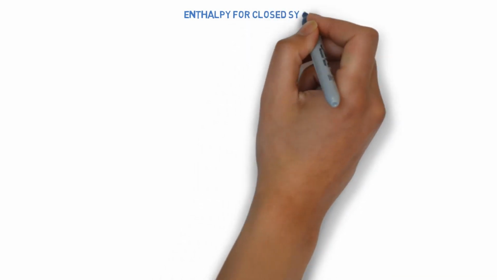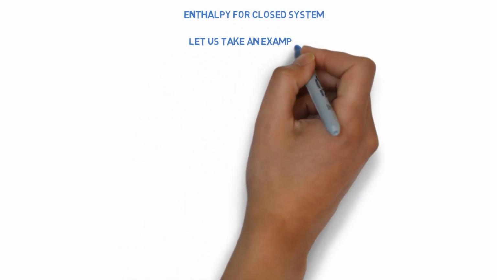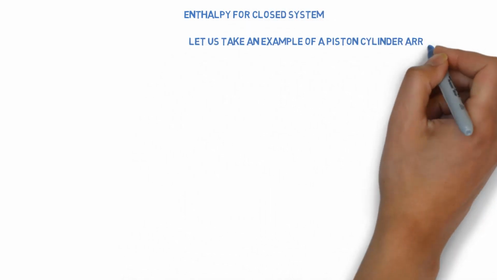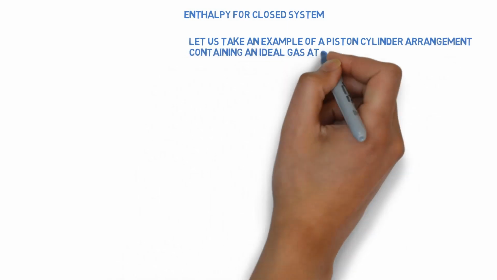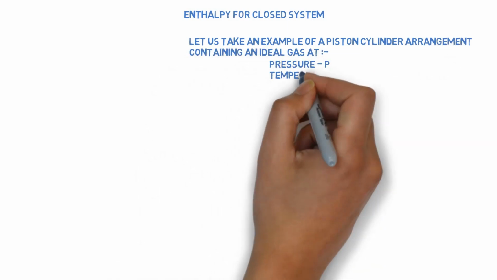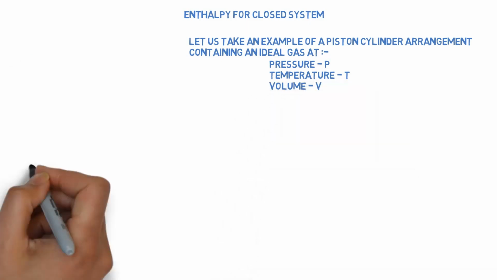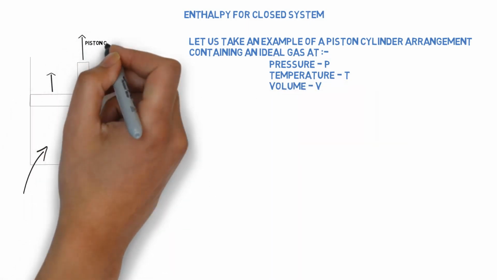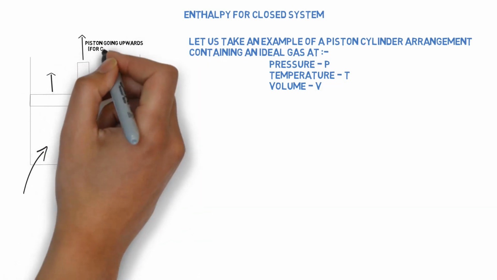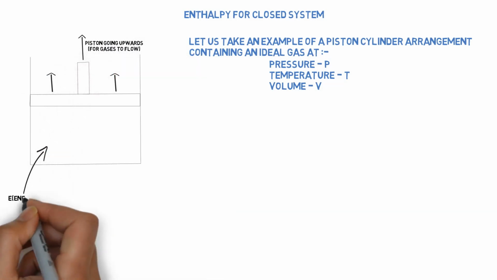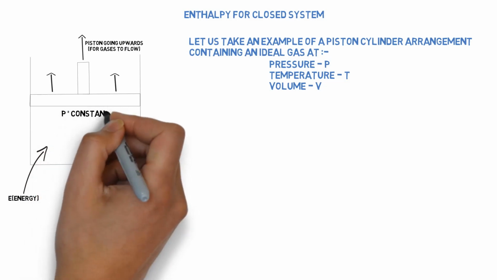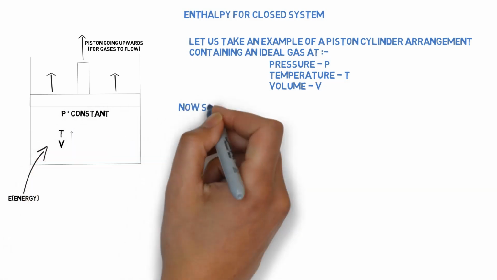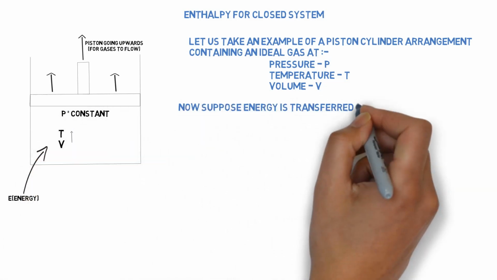Now let us talk about enthalpy for a closed system, as we have talked about for an open system. For this, let us take an example of a piston cylinder arrangement containing an ideal gas at pressure P, temperature T and volume V. So this is our system, and energy is given to this system in the form of either heat or work. The piston goes upwards for the gas to expand. Here pressure is constant, and temperature and volume increase as a result of this energy.